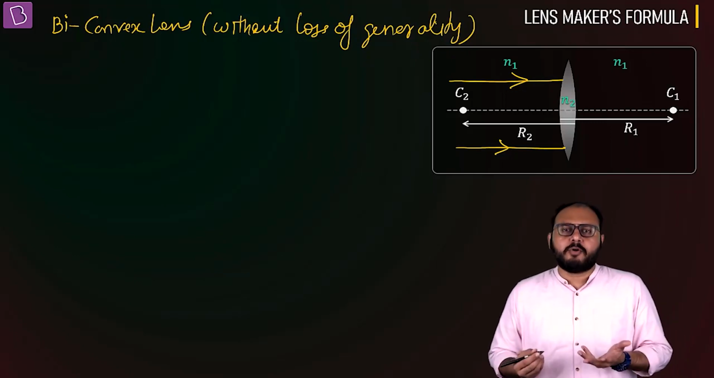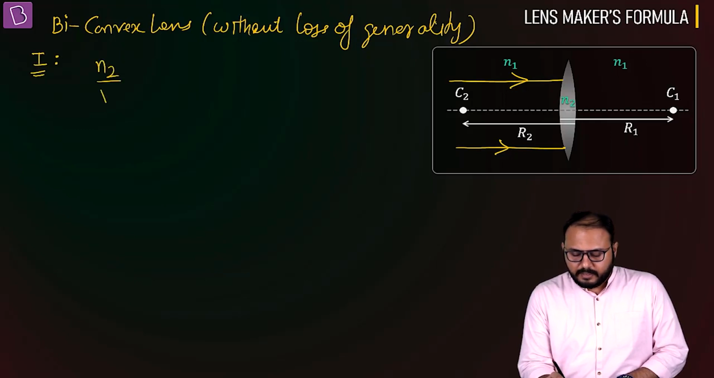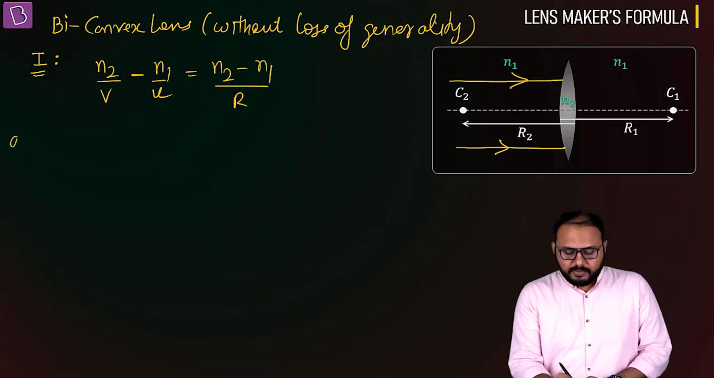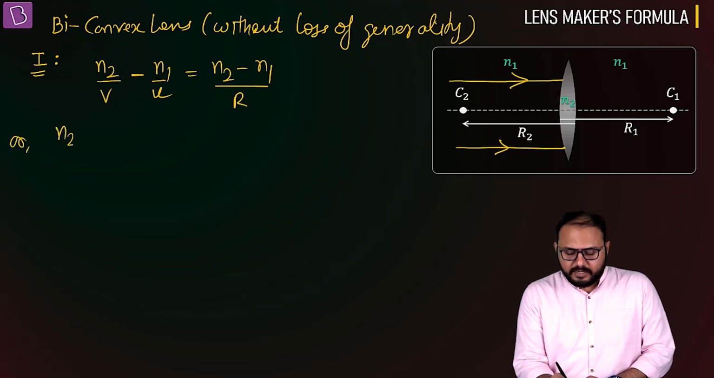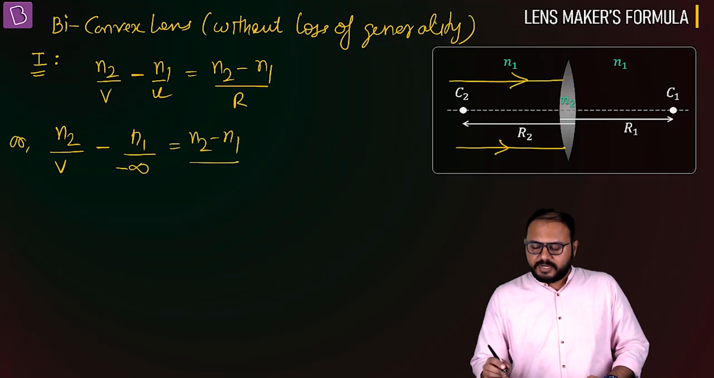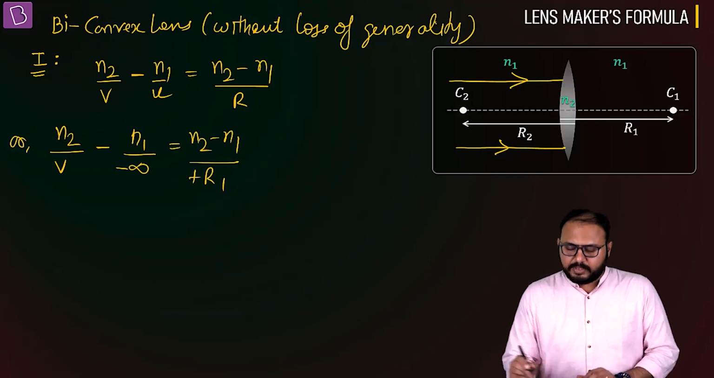This lens is ultimately made up of what? Two refracting surfaces. So the first surface: N2 by V minus N1 by U is equal to N2 minus N1 by R. For the first surface, the rays are coming from N1, and U is minus infinity. And it is N2 minus N1 over R. If the first radius is R1 and the second radius is R2, I am having here plus R1.